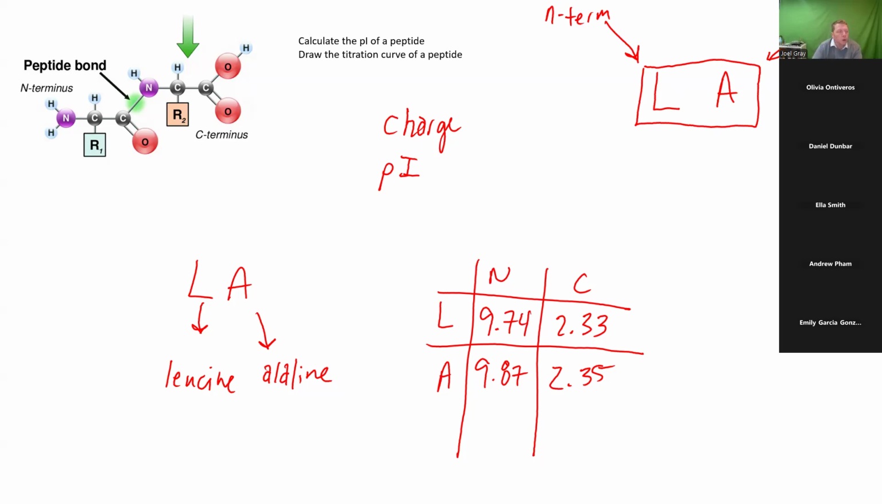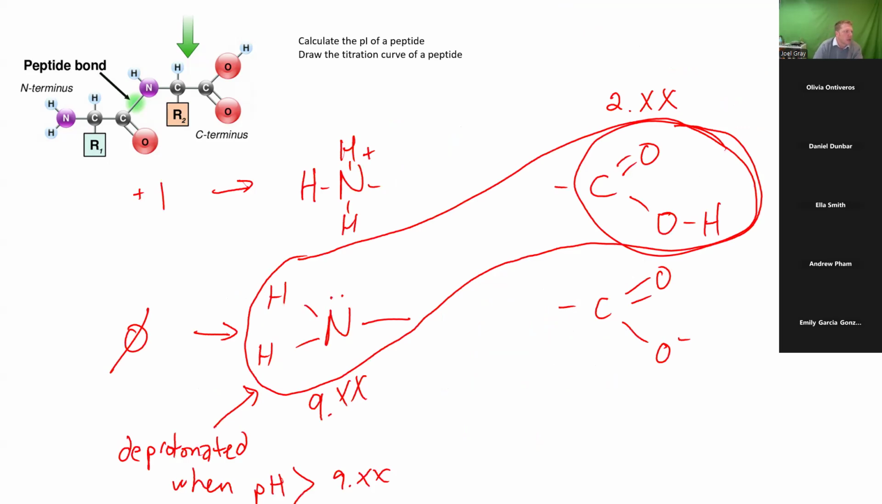Now, I'm going to fill in any charges when this molecule is at a pH of 1. At a pH of 1, I know that my N termini is going to be protonated, because the pKa is 9.74, and 1 is below 9.74. So that N termini is going to have a positive charge. So the N termini of this peptide looks like this right here.